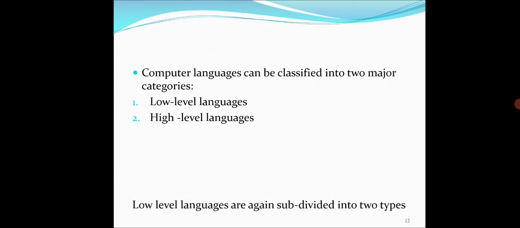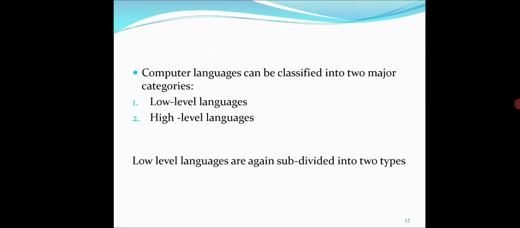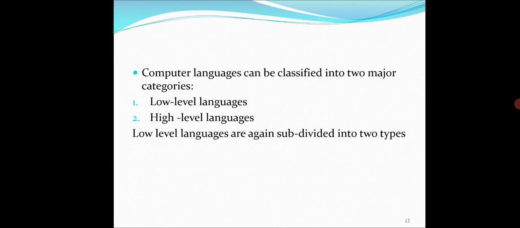Computer languages are classified into two major categories, that is low level and high level. And low level language is again divided into two parts, that is machine language and assembly level language.